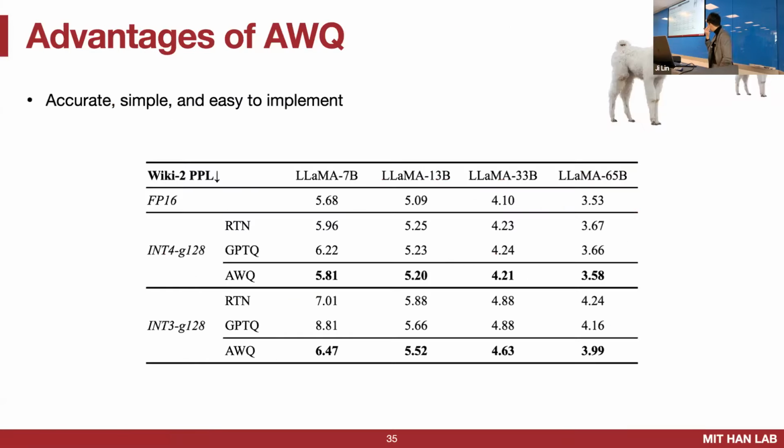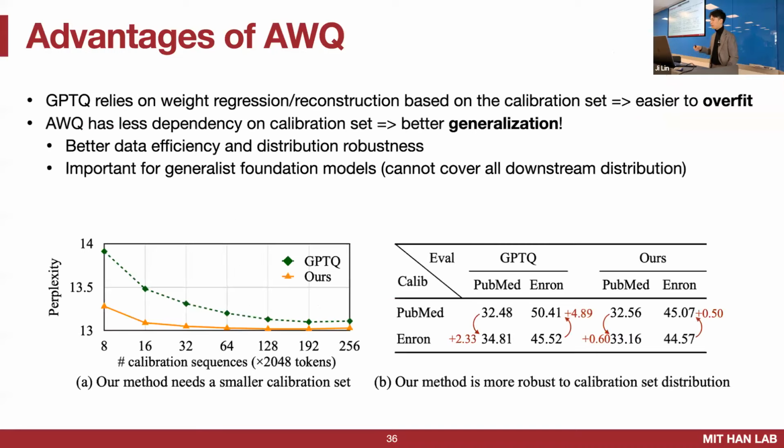There are a couple of good properties or advantages of the AWQ method. Firstly, it's accurate and easy to implement. Here we compare our method in perplexity with the previous state-of-the-art method GPTQ, and we are getting a consistent improvement in the Llama models' perplexity. But there's also another less obvious advantage of AWQ, because methods like GPTQ require a calibration set to perform a regression or reconstruction based on mean square error methods.